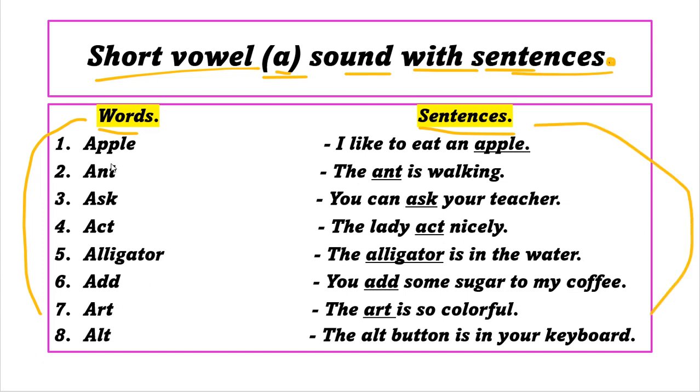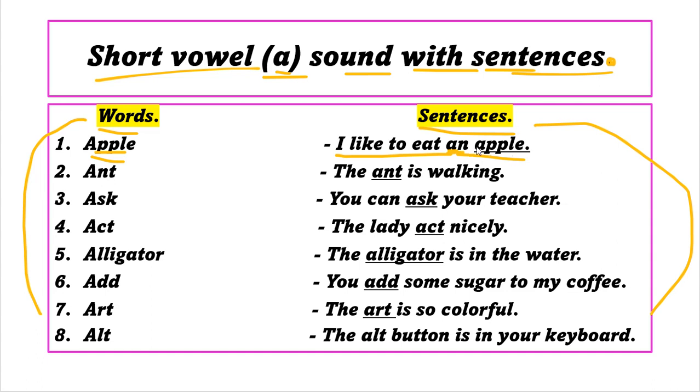Number one, apple. Apple is a fruit. We have the red apple and the green apple. So, I like to eat an apple. Why, teacher, an? Because apple starts with a vowel sound, so we cannot use a, it looks like wrong grammar. So, an apple. Don't forget that one, students.